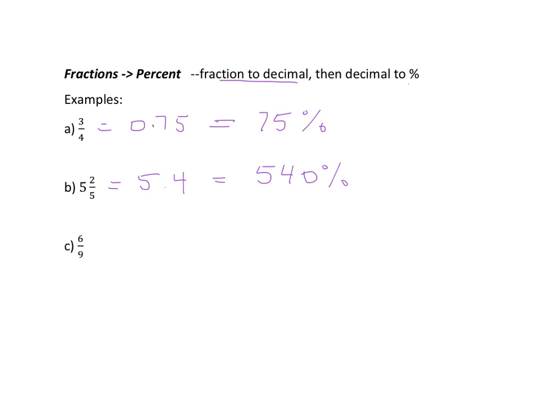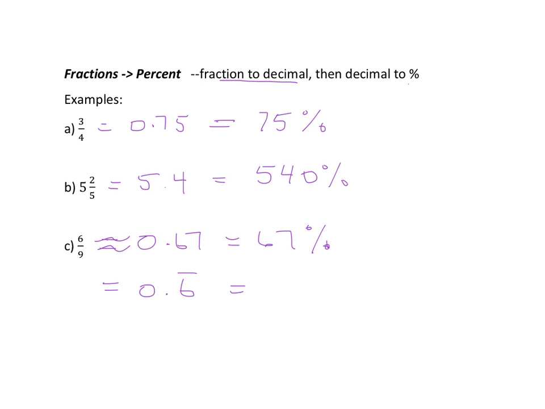And the 6/9 gave us 0.67 when we rounded, which would give us 67%. Now, this is the approximate value with rounding. If we did it without rounding, we would say 0.6 repeating.